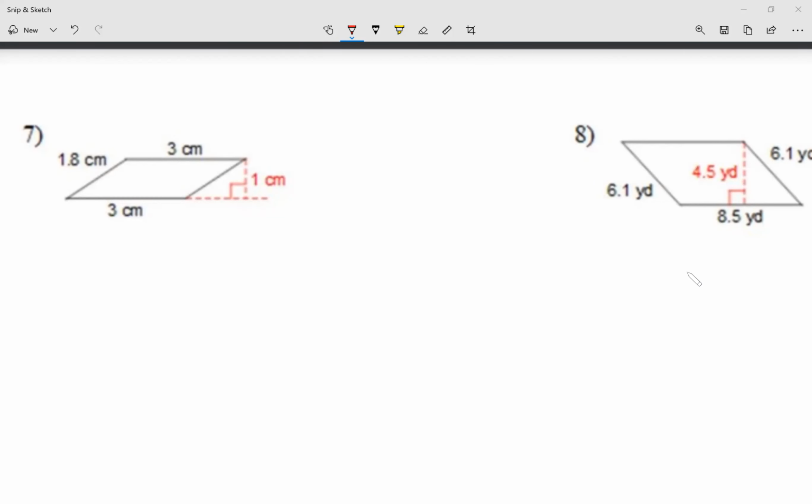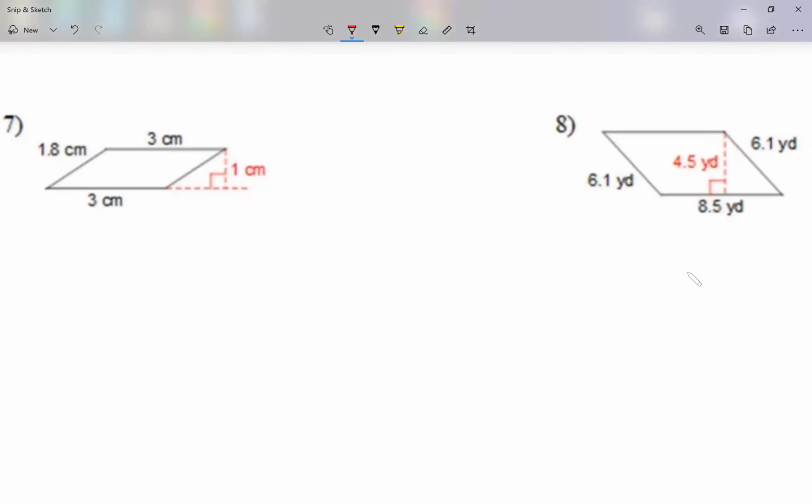Now we're going to be dealing with parallelograms. When I see question 7 and 8, they kind of look like slanted rectangles. Right? It looks like a rectangle that is a little bit to the side. Now, interesting on the parallelogram. This is what we have, a parallelogram here.